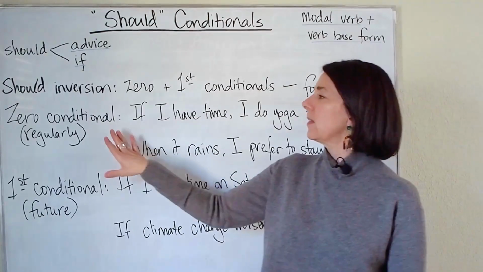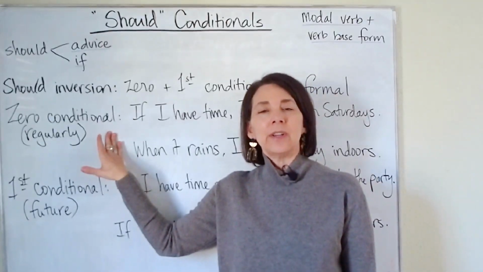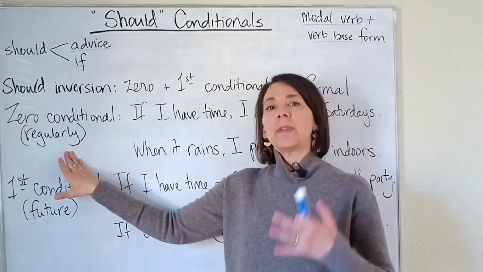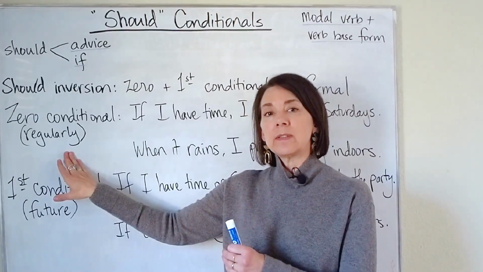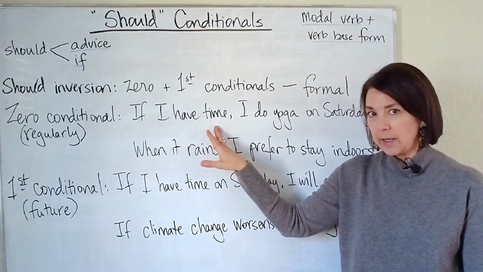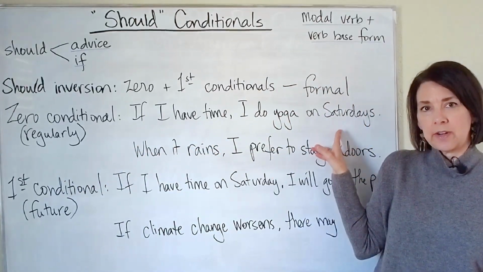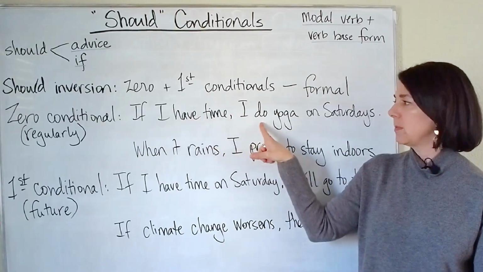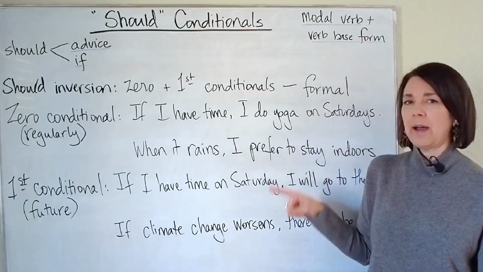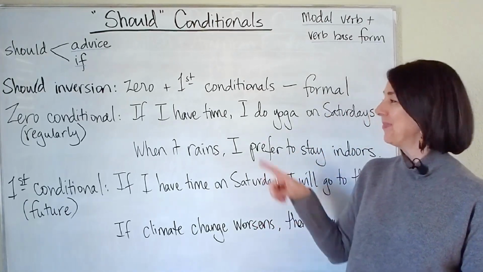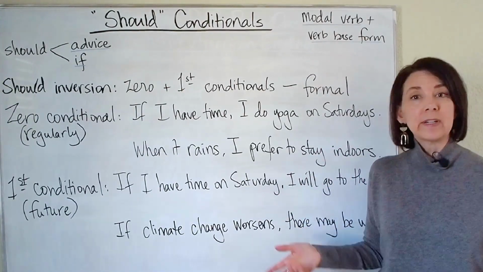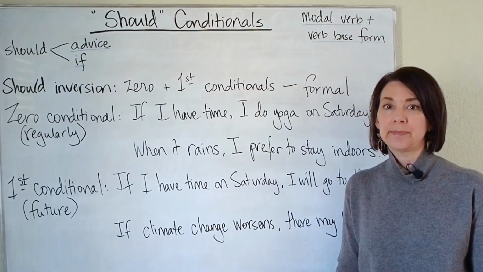So first of all, let's look at the zero conditional. What is the zero conditional? You know this conditional because it's the first form where we talk about something that happens regularly and we use the simple present tense in both clauses. For example, if I have time, I do yoga on Saturdays. Okay, so notice that both verbs are in the simple present. And what does this mean? This means if I have time, every time, I do yoga on Saturdays. This is a regular habit that every Saturday, if I have time, I do yoga.